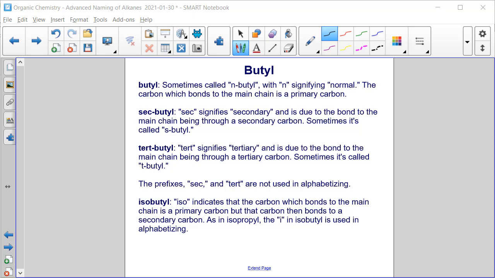not the prefixes. Isobutyl is called that because iso indicates that the carbon which bonds to the main chain is a primary carbon, but that carbon then bonds to a secondary carbon. As in isopropyl, the I in isobutyl is used in alphabetizing.